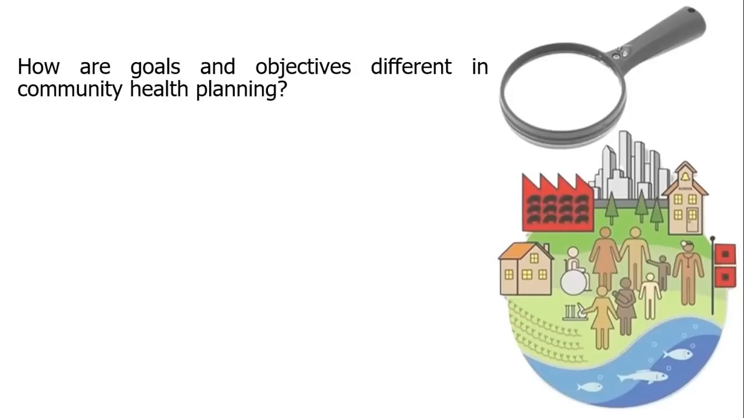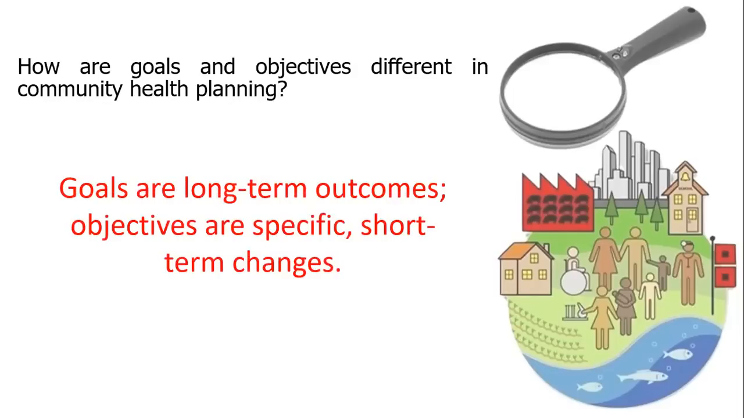How are goals and objectives different in community health planning? Goals are long-term outcomes, objectives are specific, short-term changes. So yan yung difference nila.